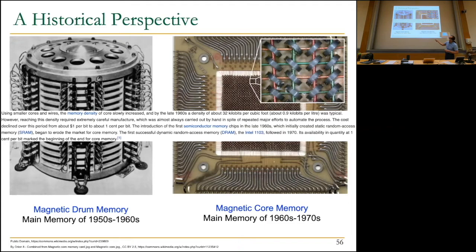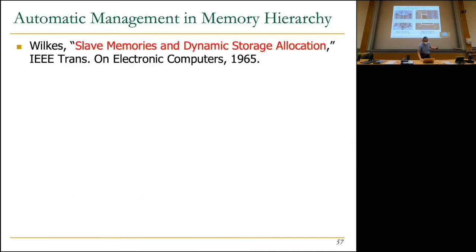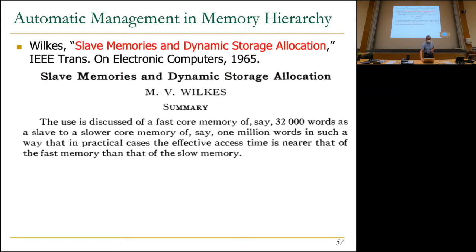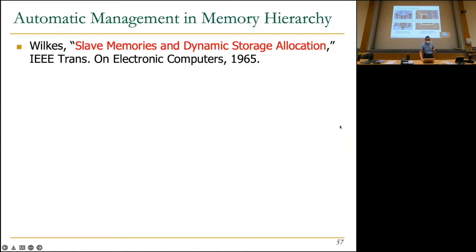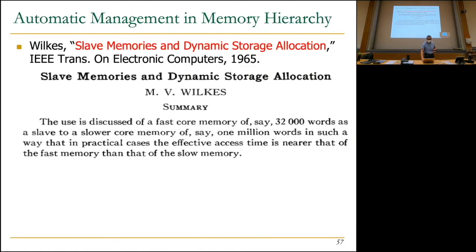And you can see that the first successful dynamic random access memory, the Intel 1103, followed in 1970. And its availability in quantity at 1 cent per bit marked the beginning of the end for core memory. Compare that 1 cent per bit to, I don't know, a lot less than $1 per megabyte today, as in earlier slides. Okay, so that's what Maurice Wilkes talks about in this paper. You can see that it talks about fast core memory. He basically refers to this core memory over here. That's why it's called fast core memory, right? He could have said fast memory, right? But people used core memory at that time.